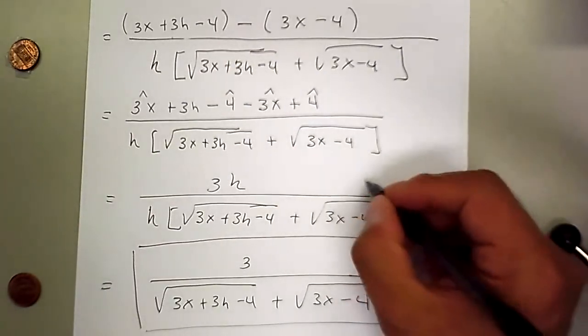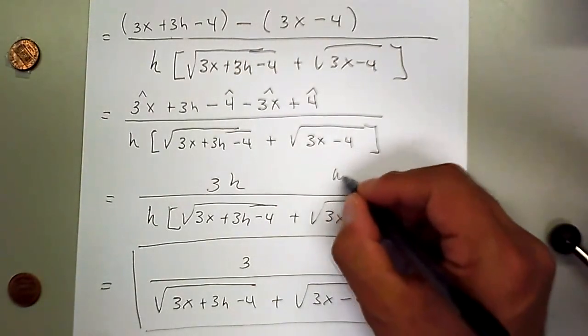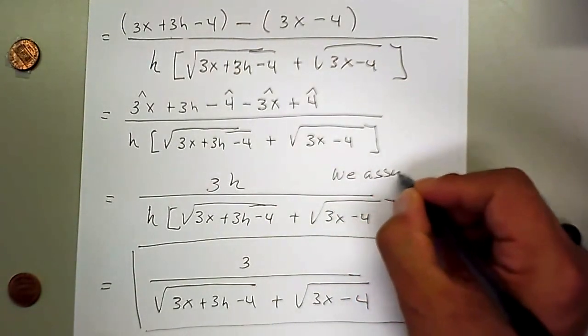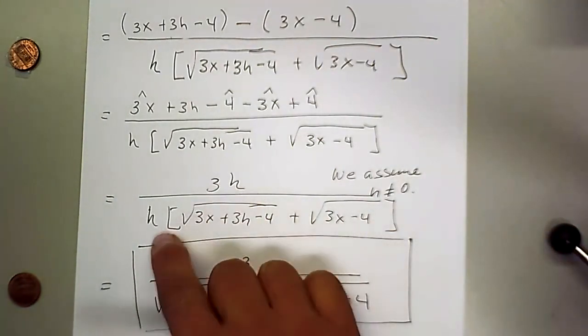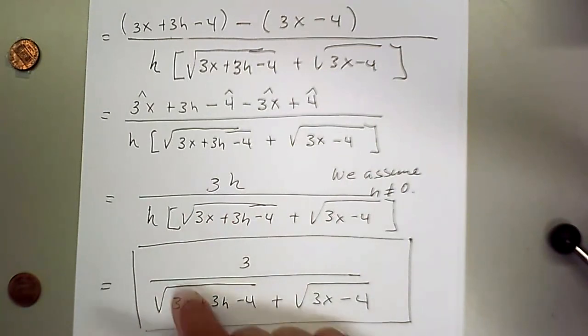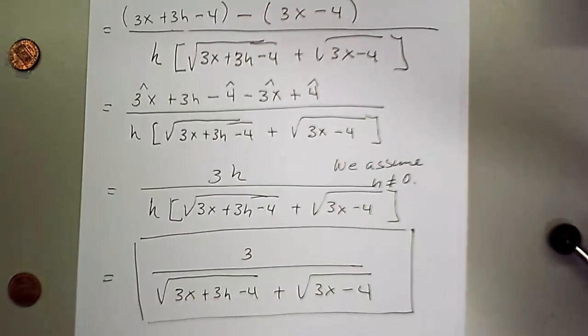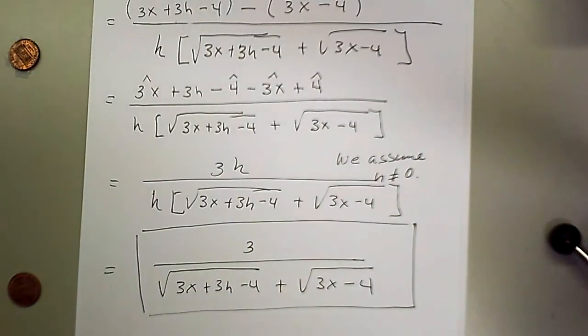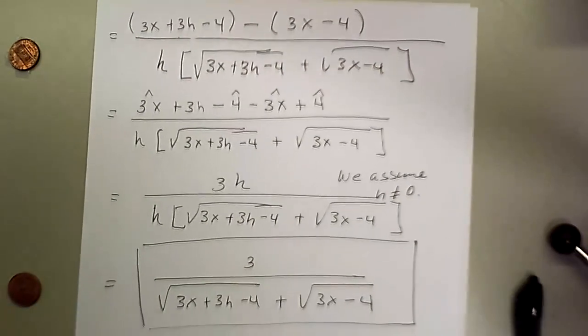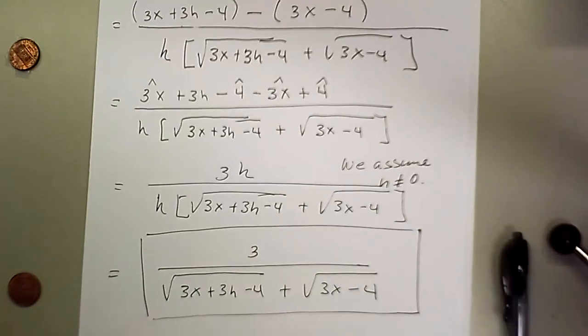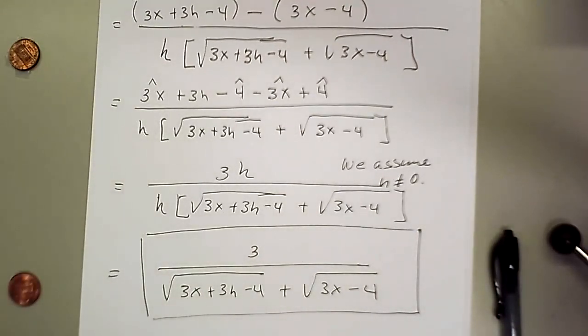Let me write down here that we assume h is not equal to 0, and that allows us to simplify, because if h was 0, then we wouldn't be able to simplify. We wouldn't be able to divide by h at all. All right, we're going to stop the video in this example.